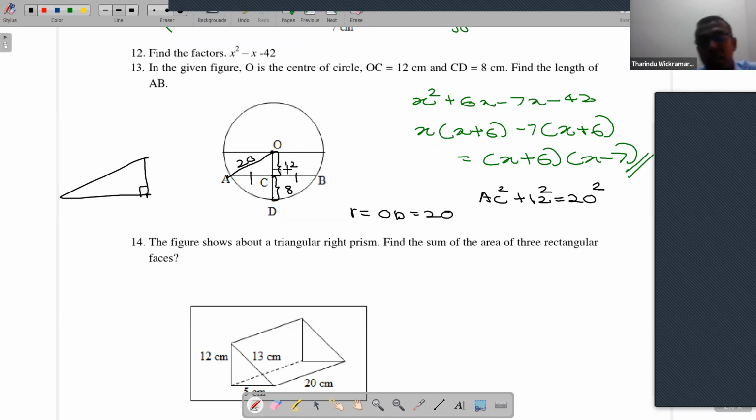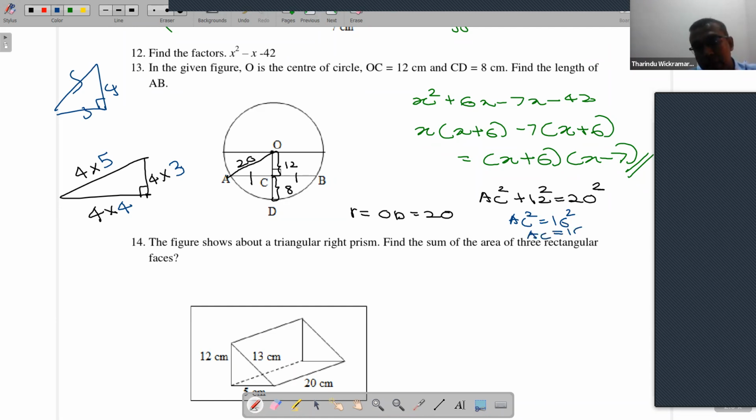Here 20, here 12. So there is a common factor. What is the common factor? 4. This is 4 times, this is 4 times. Then this one should also be 4 times. So 20 is 4 times 5, 12 is 4 times 3. You learn Pythagoras theorem from this 3, 4, 5 triangle. Then this is 3, this is 5, means this one is 4. 4 times 4, 16. AC equals 16 centimeters.